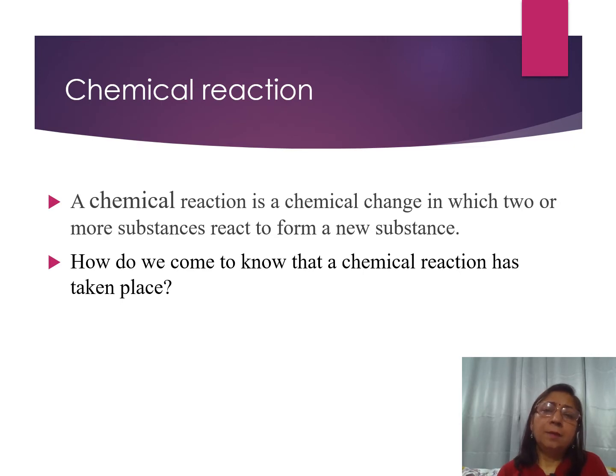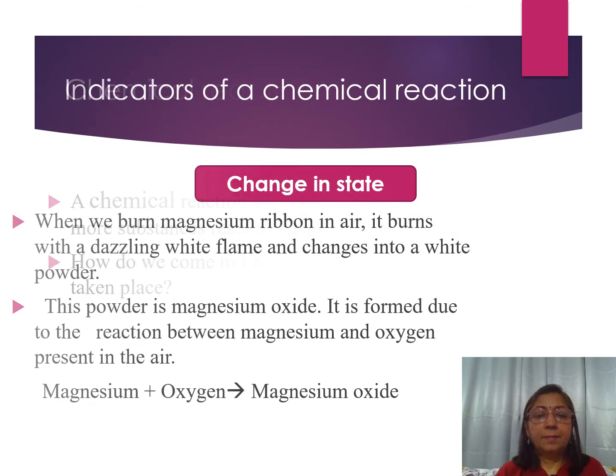But how do we come to know that a chemical reaction has taken place? There are some indicators of chemical reaction. When we burn a magnesium ribbon in air, it burns with a dazzling flame and a white powder is formed. It shows that there is a change in state.